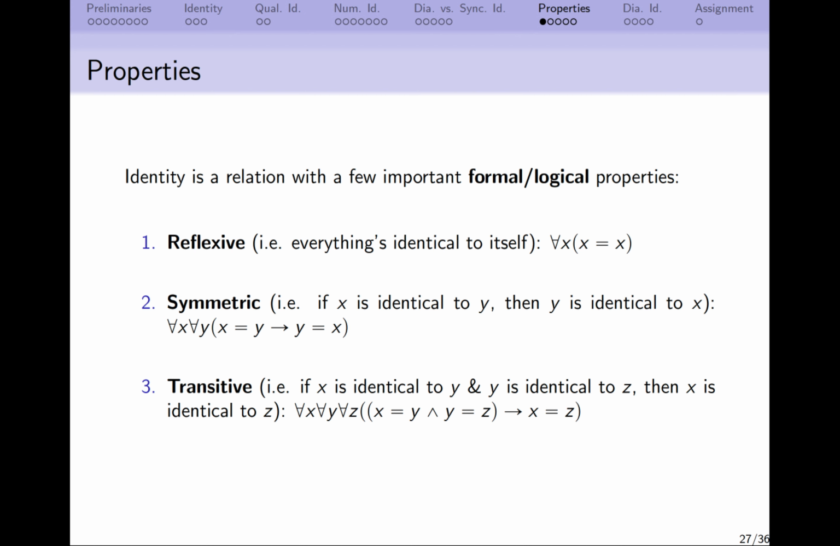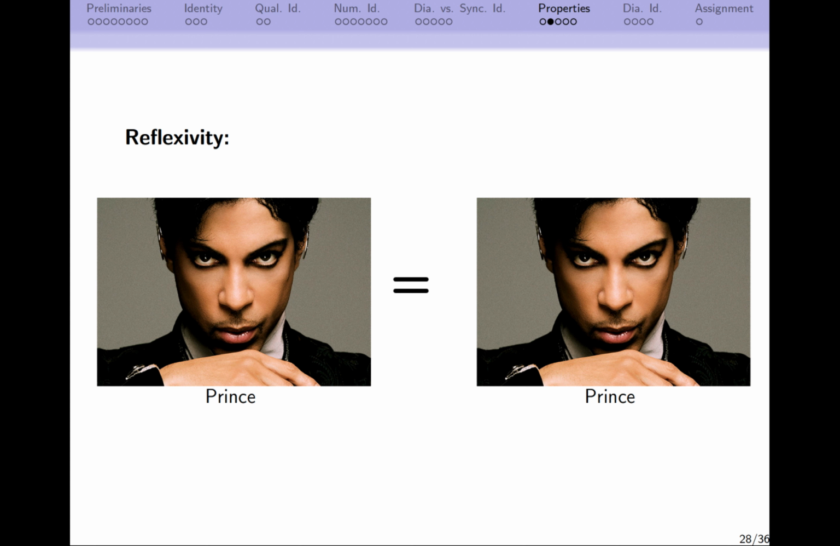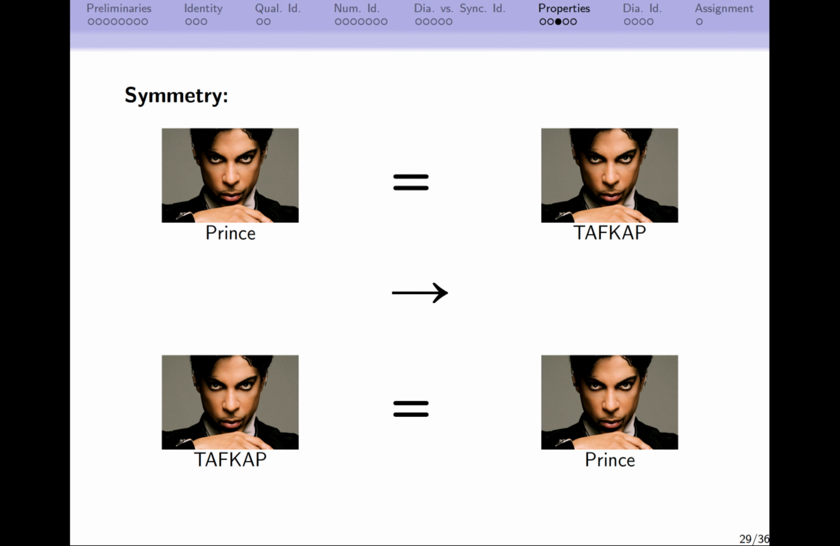Actually, it's interesting, it's a relation that we'll talk about a bit later when we talk about causation too, because there's a question about whether causation is transitive. Identity, I think, is pretty much uncontroversially taken to be transitive. So, reflexivity: all objects are self-identical, so that includes people like the musician Prince. So Prince is identical to Prince. Okay, hopefully fairly obvious.